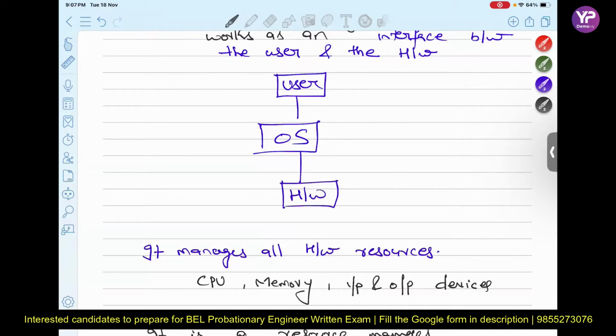So that's why we are requesting the OS, and it's the task of the OS to implement all these functionalities. So it is doing the task on behalf of us. Are you getting my point?